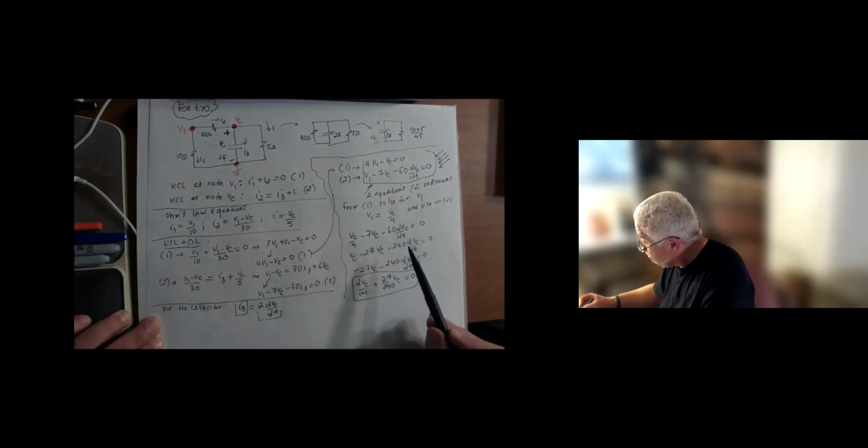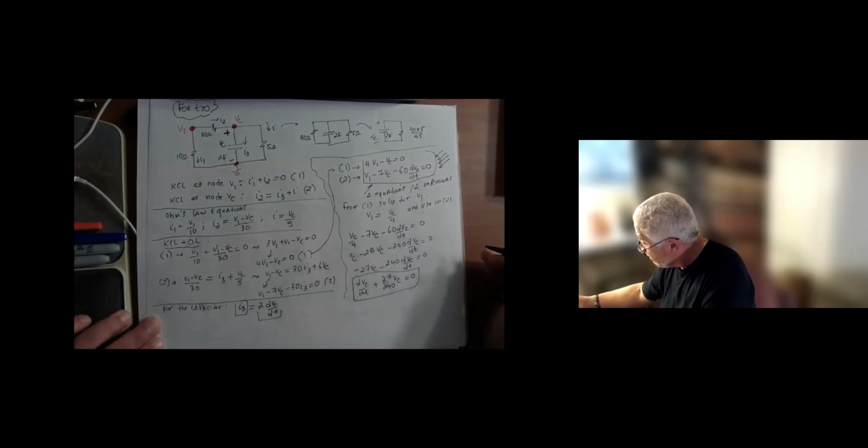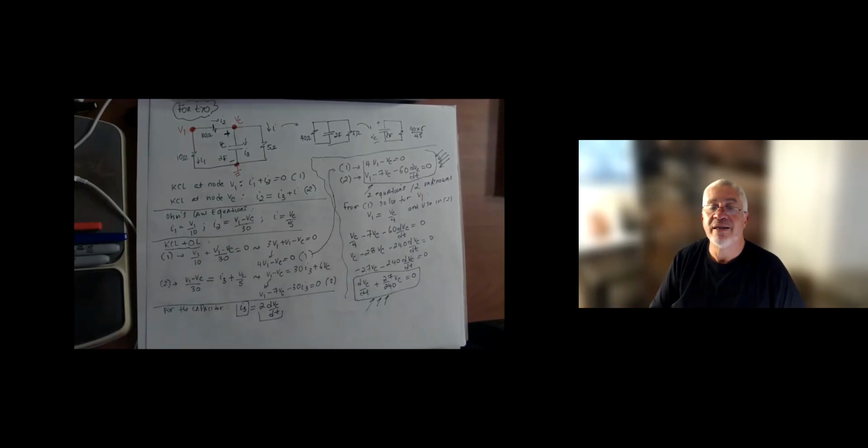So I get VC over 4 minus 7 VC minus 60 of that. And then I can multiply the whole thing by 4. Basically, I'm trying to put it under the same denominator. And the last step is to normalize, and I get my differential equation. Okay, this is a standard process you're going to see over and over.